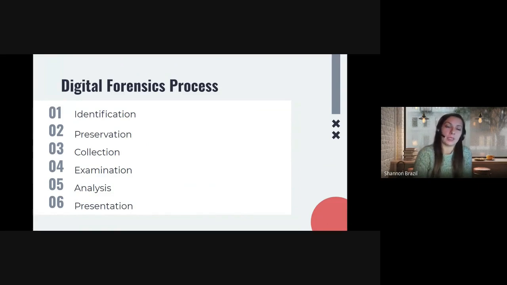And then presentation will probably be the least favorite of those steps, because that is how you're going to be articulating the data that you found in a way that you can present your theories and your findings, etc. And it all comes into a forensic report used to present what you've found or what you have not found. So let's dive in.